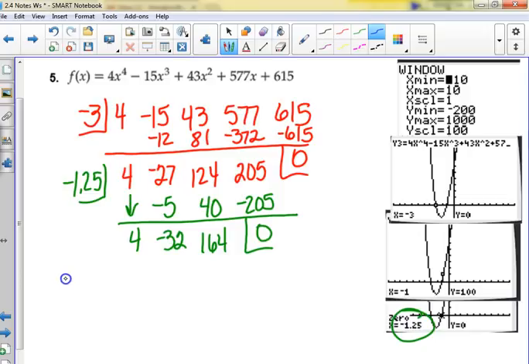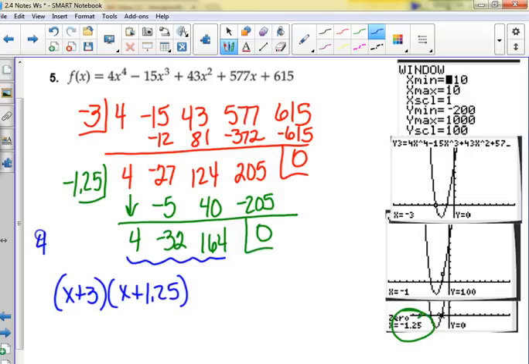So far we have what? X plus 3 and x plus 1.25. And this. What is this? I'm going to write it over here because is that irreducible? What can we take out of all that? A 4? So if I take a 4 out, what's left? I put the 4 way out front here. X squared minus 8x plus 41, yes?